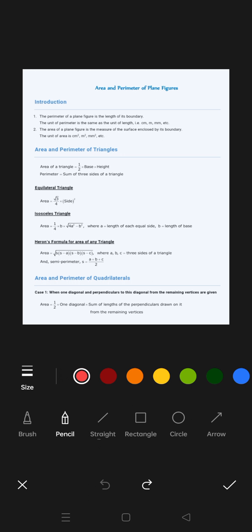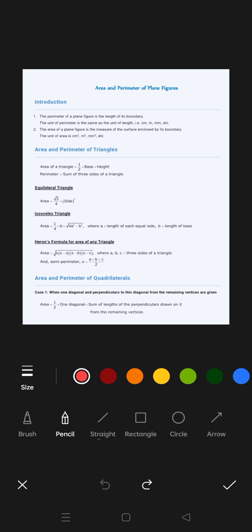Next is a very mandatory formula, I think so. Which I think you will be hearing for the very first time, or if you know, so it is well and good. So the formula which we are going to discuss is Heron's formula. Okay, what is this Heron's formula?